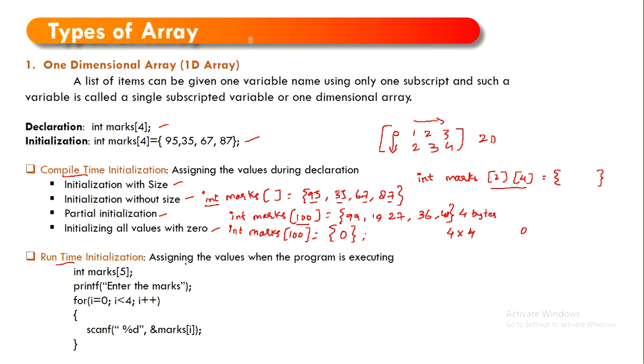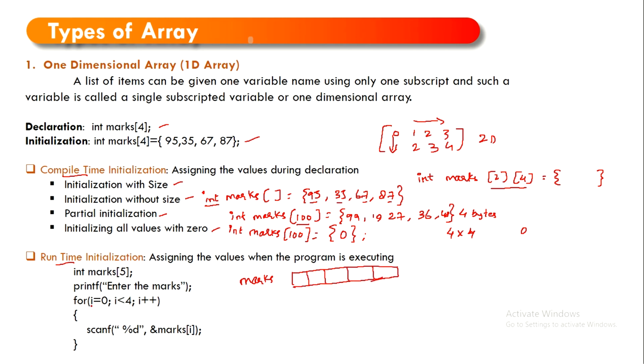Now coming to runtime initialization. There is a small example here which says we have an array of marks and the size we have mentioned as 5. Now we are asking the user to enter the marks. So we are printing it with a printf statement, and now we need to read the data one by one and put it into this array. Suppose this array is marks and it has 5 different places.